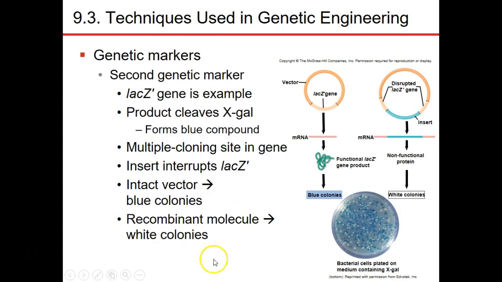So then when you grow the bacteria on medium containing both the antibiotic that the vector contains resistance to, and lactose, you're going to produce both blue and white cells. The white cells are the ones that can't use the lactose, so they don't produce that blue color. And that means that they have the gene that you care about inserted in that LAC-Z gene.